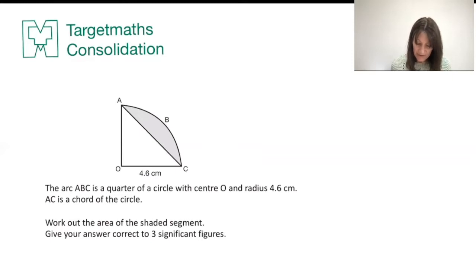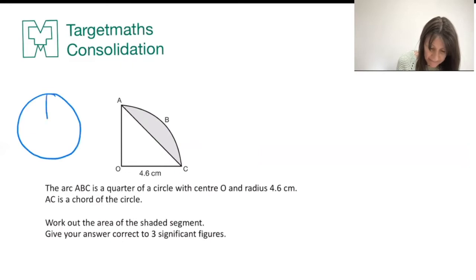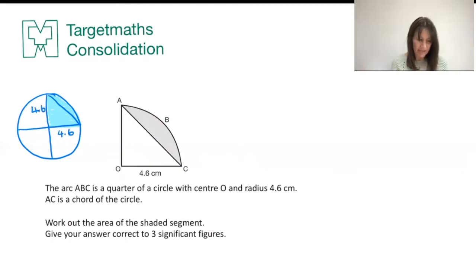Okay, so I've got the arc ABC is a quarter of a circle. So they're making it clear that I'm looking at a quarter of a circle. Now, what you might want to do is mock up what the full circle would have looked like. That section there is the section in our question. And sometimes when we're stuck, doing something like this can help us, which is why I'm demonstrating it.